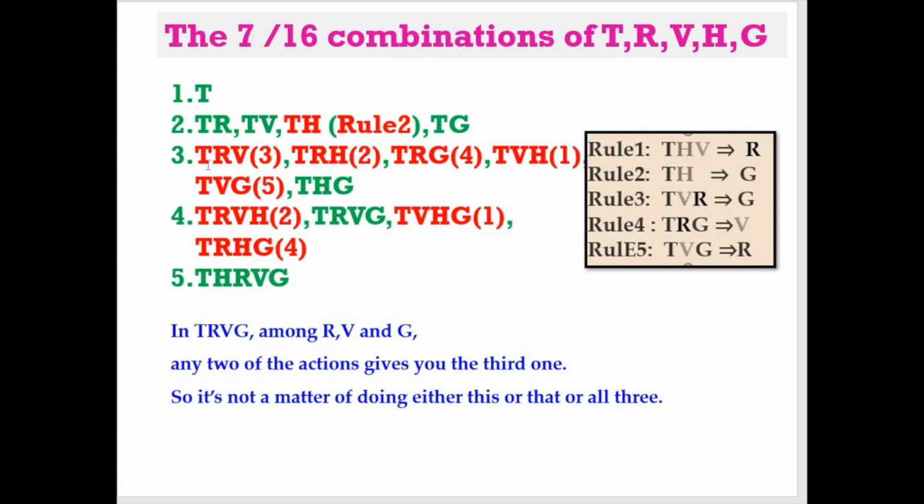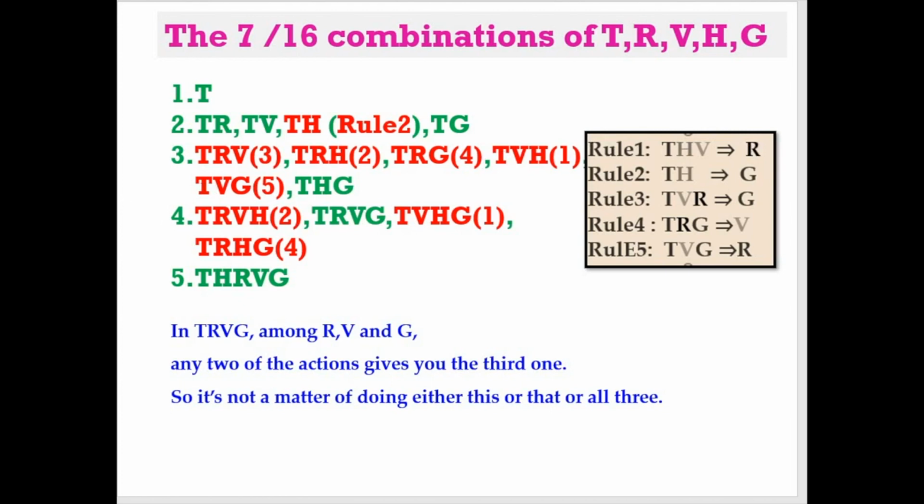So look at this TRV. When you consider TRV, G must be there, but here G is not there. So we rule that out. By rule 3 you are ruling out this possibility. And then TRH, by TH means you will have to have G. So again that is ruled out. And then TRG, by rule 4 should have V, and that is not present in the combination. So that is also ruled out. And then TVH, R should be there. So that is also ruled out.